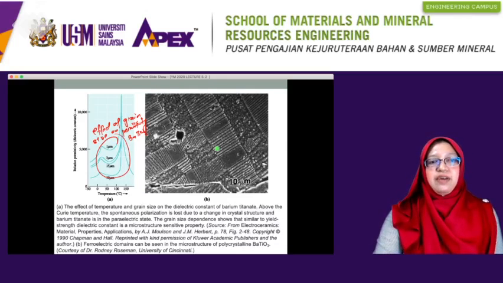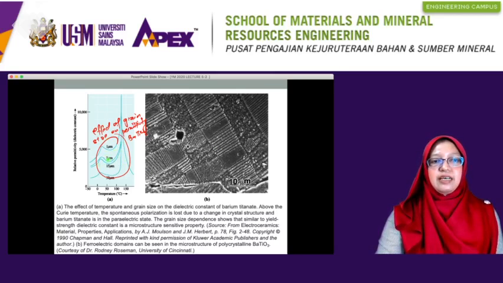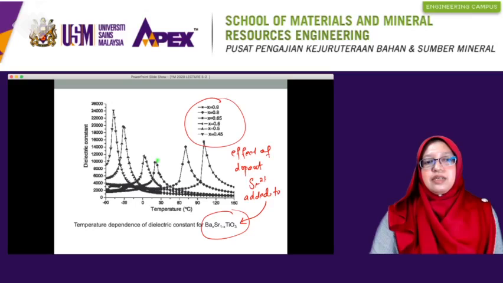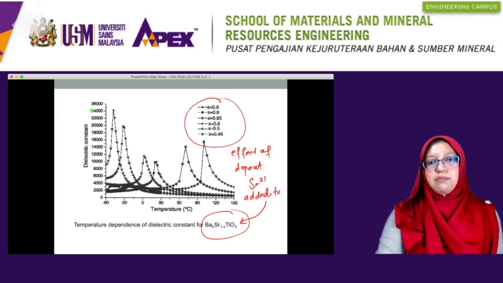Then we have the effect of grain size on the permittivity of barium titanate. You can see different sizes have different permittivity, and the smaller the size, the higher the relative permittivity of barium titanate. And finally, the dielectric constant of barium titanate can be altered by changing the amount of substitution.